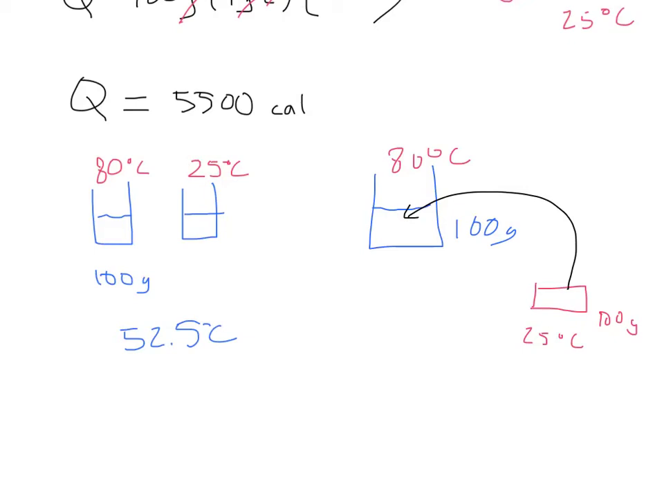So our resulting temperature, a good guess would be anything higher than 52.5. 52.5 is right in the middle, right? So it'd be between 52.5 and 80. That's our guess. It'll be closer to the temperature of the water, so it'll be closer to 80 degrees. Got it? That's the answer. Between 52.5 and 80 degrees Celsius.